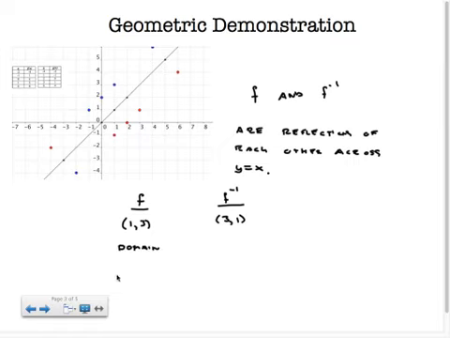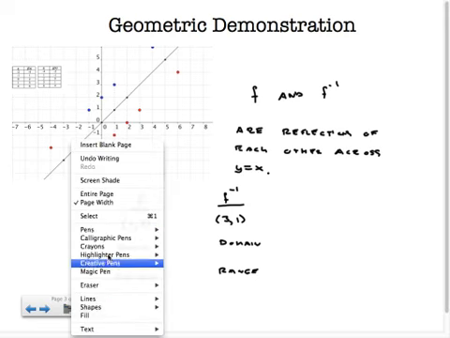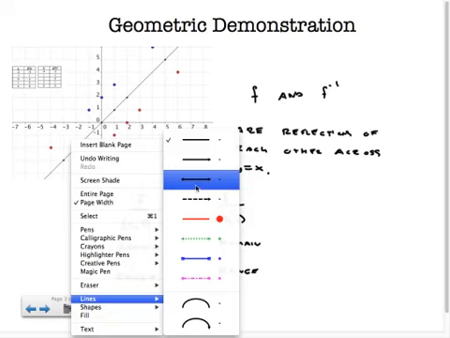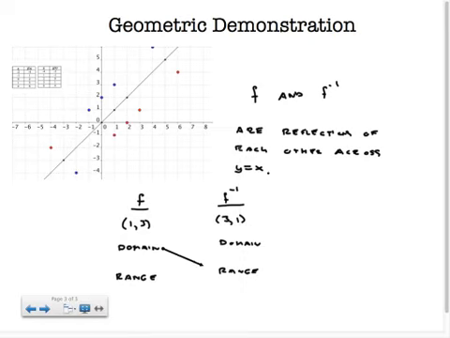Same thing happens with the domains and the ranges. Whatever they end up being, the domain and the range will flip. So the domain of f becomes the range of f inverse, and the range of f becomes the domain of f inverse. Let's draw some arrows here to make that make more sense. So the domain of f becomes the range of f inverse, and the range of f becomes the domain of f inverse, and vice versa.